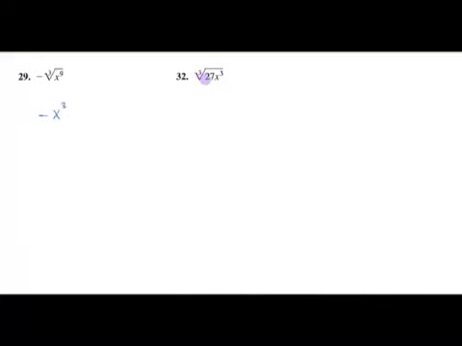Here, the cube root of 27x cubed. The cube root of 27 is 3, and the cube root of x cubed is x. 3x times 3x times 3x will give us 27x cubed.